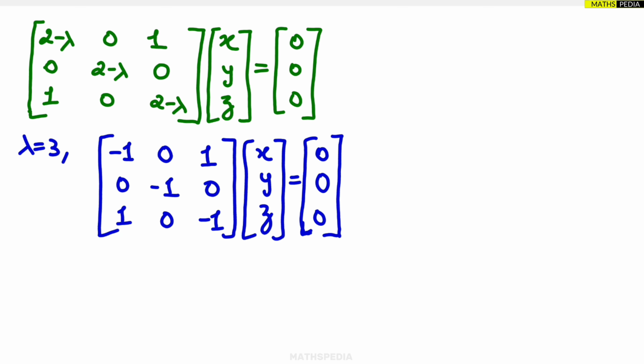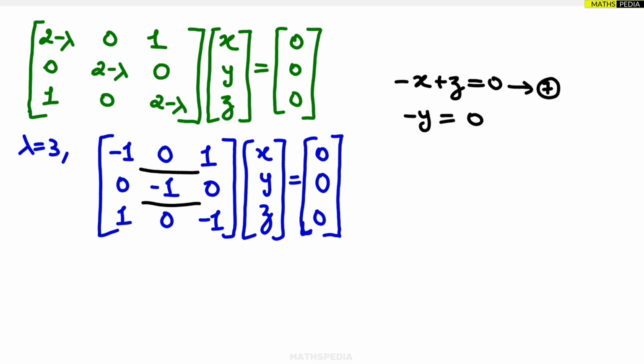Now here also three equations can be formed, right? First row into this column, so it is minus x plus z is equal to 0. Let me name it as the seventh equation. Okay, next. Second row into this column, so 0x minus y is equal to 0, right? And third row, we get x minus z is equal to 0.